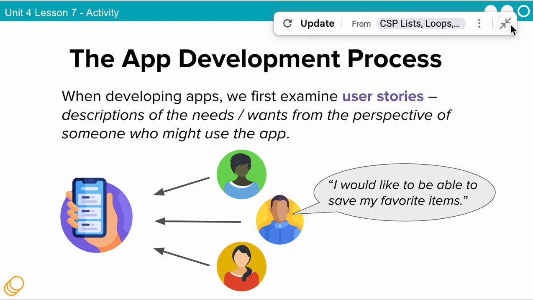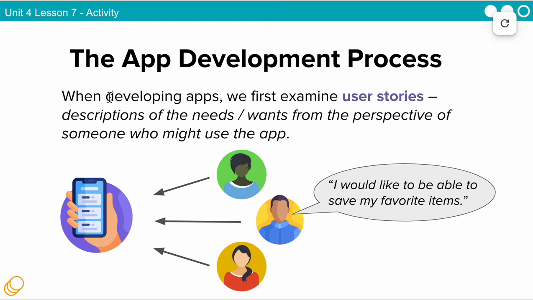So let's remember a real quick refresher of the app development process. When developing apps, we first examine user stories, which are the descriptions of the needs or wants from the perspective of someone who might use the app. So for example, I would like to be able to save my favorite items.